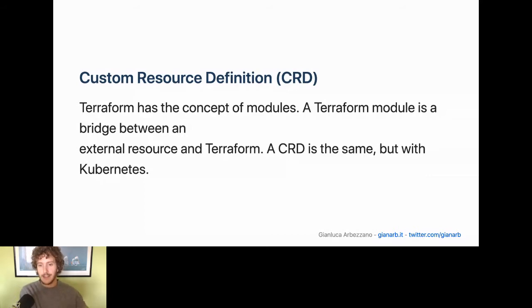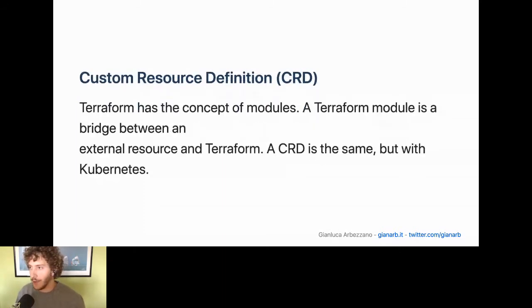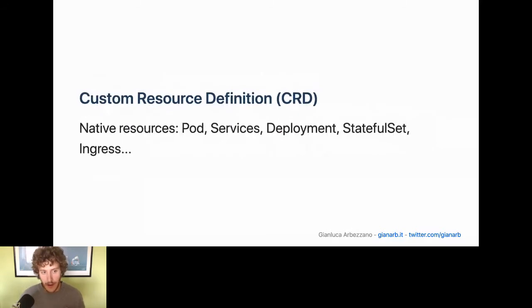So the CRD is a way you have to bring the declarative framework that Kubernetes serves to resources that are not the default ones. So there are native resources like pod, services, deployment, stateful set, ingress, and all those things. You can write your own. So if you run on, I don't know, AWS, and you want to manage S3 buckets as you do for pods, you can write a CRD for S3 buckets. So you can do kubectl create S3 buckets.